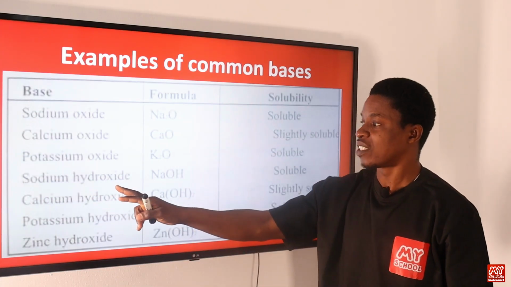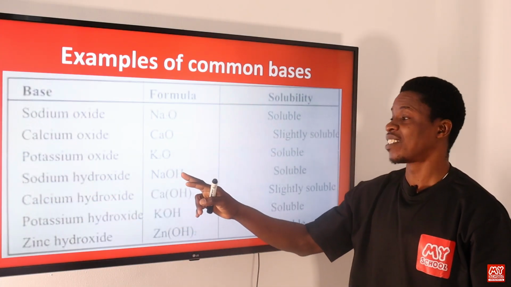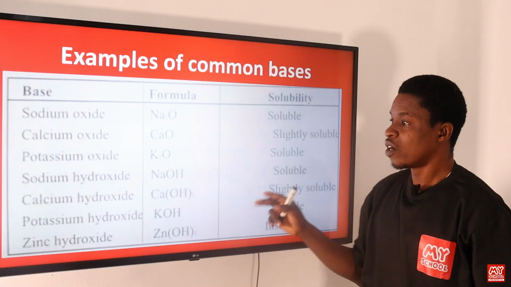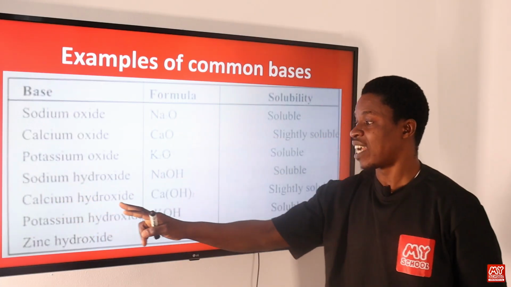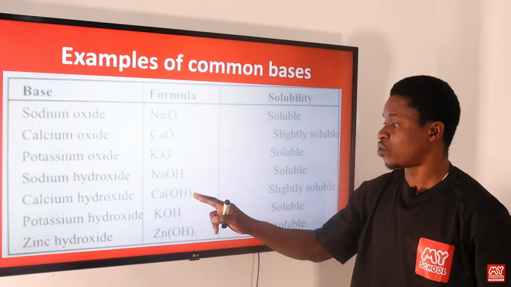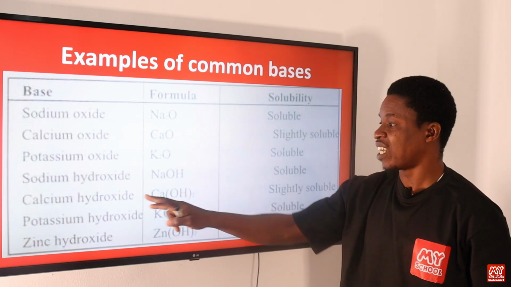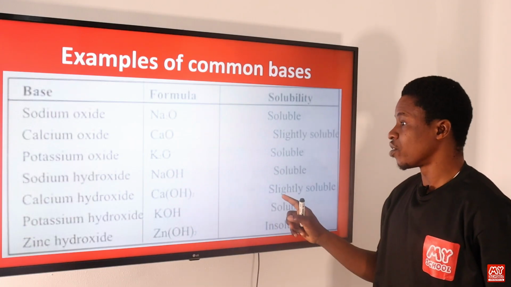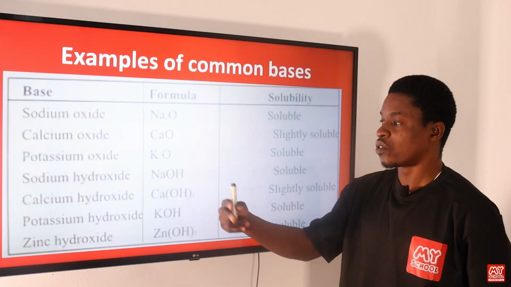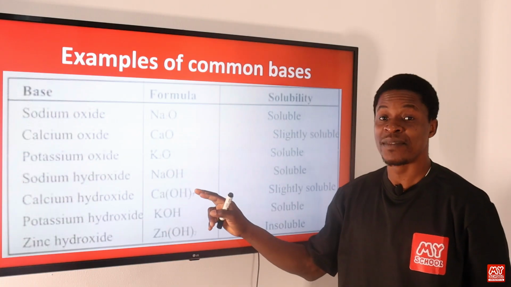We have sodium hydroxide. This is also very common. Sodium hydroxide, NaOH. It's soluble when dissolved. We have calcium hydroxide, Ca(OH)2. Ca in brackets OH twice, that is the formula for calcium hydroxide, and that is also slightly soluble in aqueous solution. That's why this is referred to as a weak base.